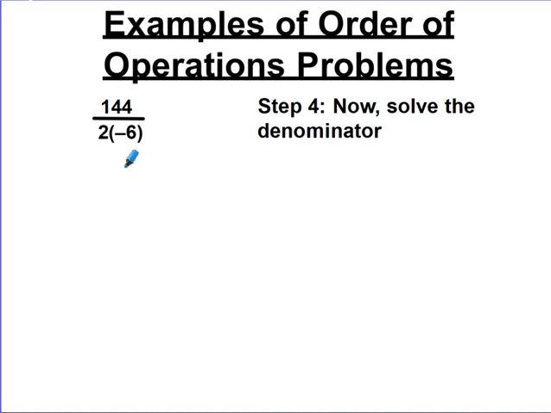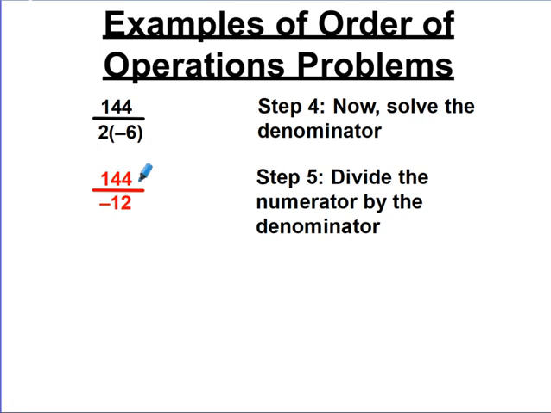This is a one-step denominator, 2 times negative 6. 2 times negative 6 is negative 12, so that's what I just solved, this problem right here. And now after I have that, I have a division problem. I can divide the numerator by the denominator. A fraction bar is a division sign. So 144 divided by negative 12, think about your times tables. We know that 12 times 12 is 144. So if I do 144 divided by 12, I get 12. Since I have one positive number and one negative number, the answer is going to be negative. So the answer is negative 12.